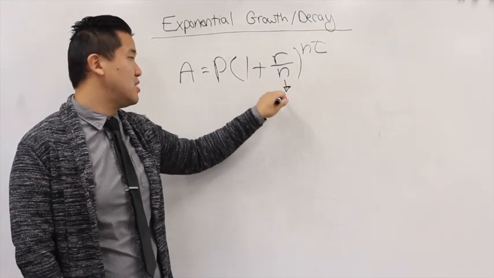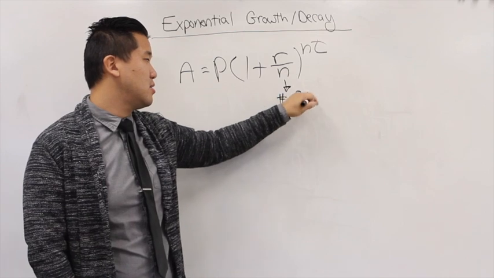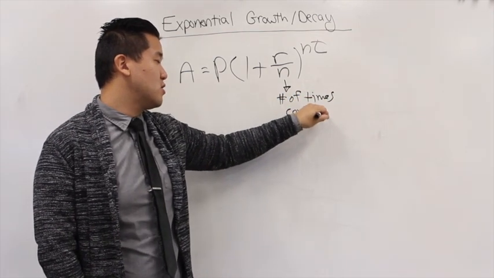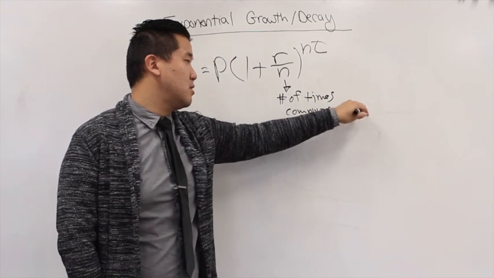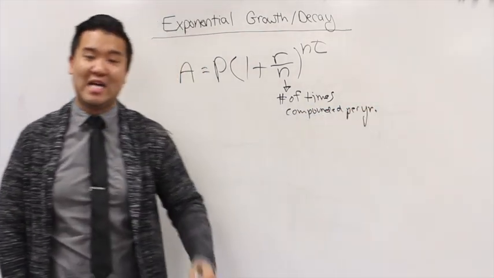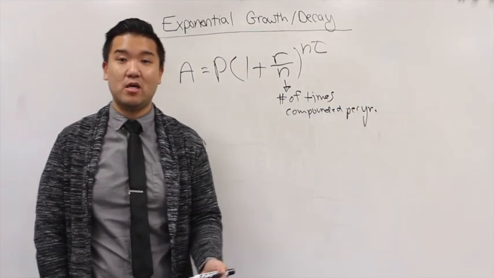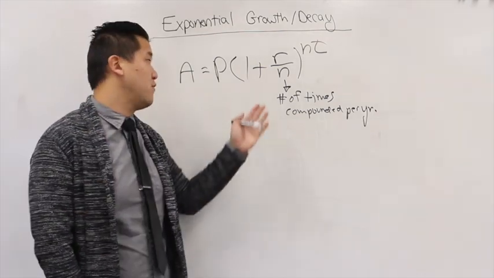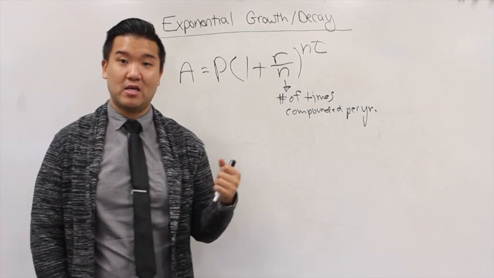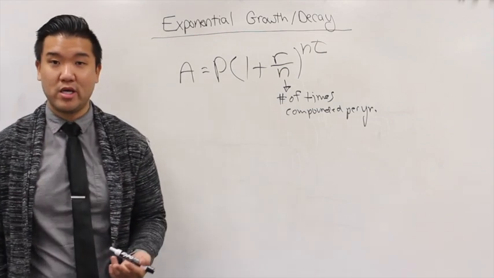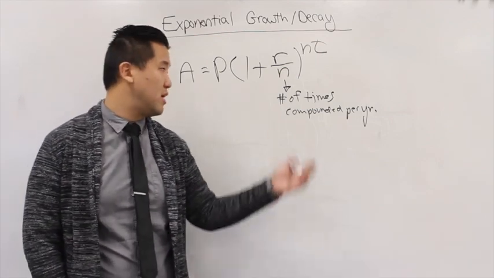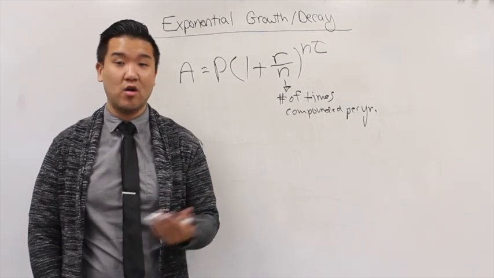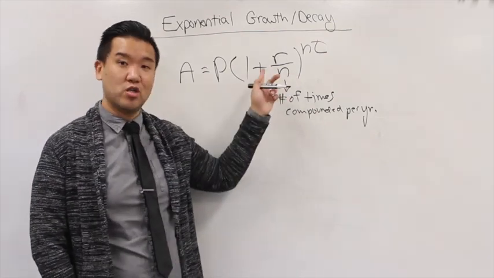The n just represents the number of times compounded per year. If it's compounded 4 times per year, then n is 4. That means every quarter you're going to have one. Or if it's semi-annually, twice per year; monthly, 12 would be n. Weekly, daily, hourly, all those things are your n value. So make sure you plug that in.